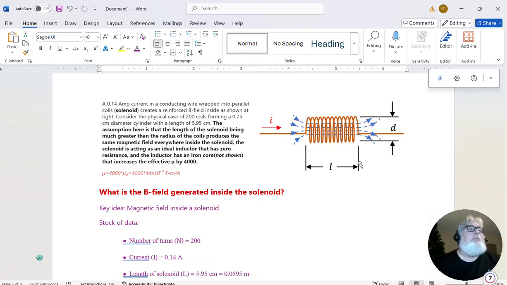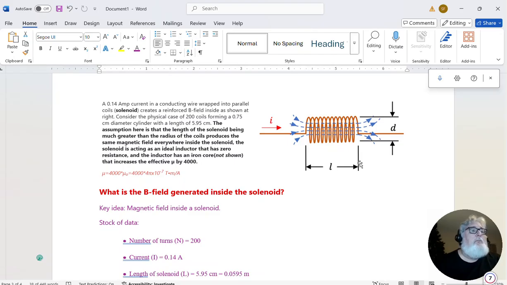So here's the problem. A 0.14 amp current in a conducting wire is wrapped into parallel coils, also called a solenoid. It creates a reinforced B field inside as shown. Consider the case with 200 coils forming a 0.75 centimeter diameter cylinder with a length of 5.95 centimeters. The assumption here is a constant magnetic field inside the solenoid. That's pretty standard for solenoid problems.